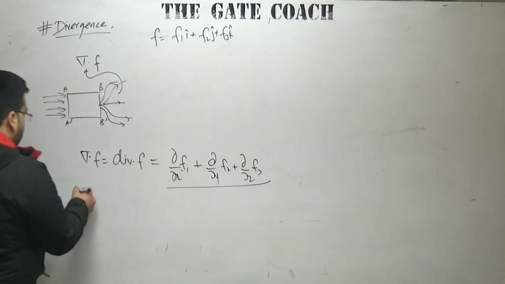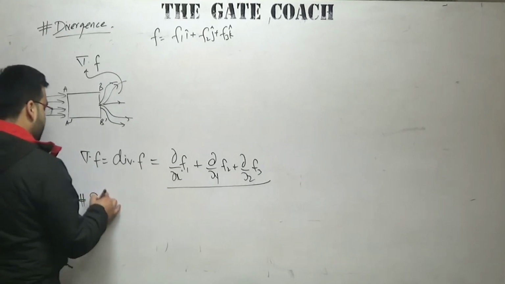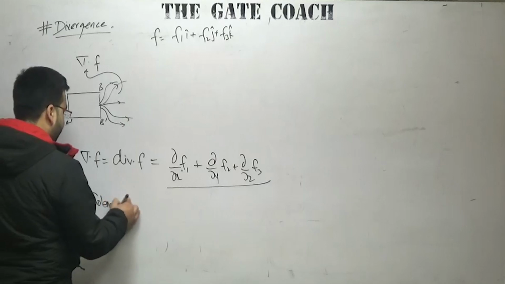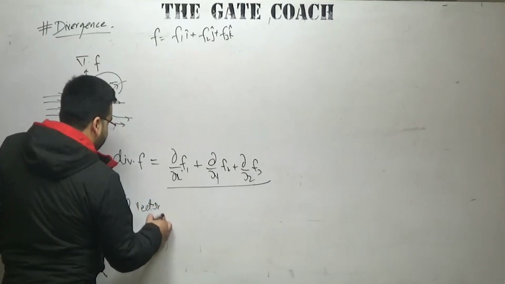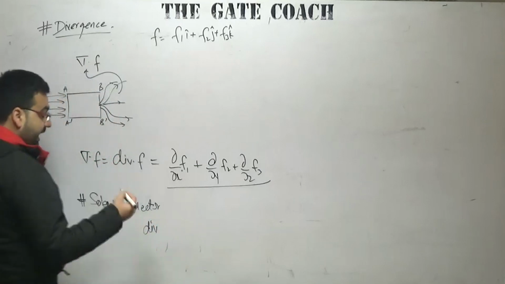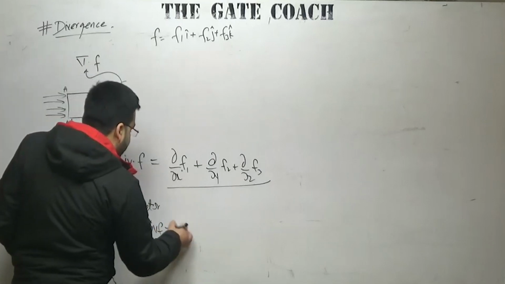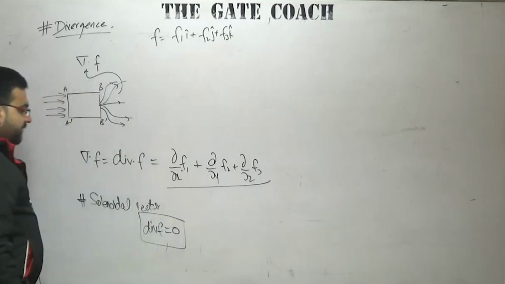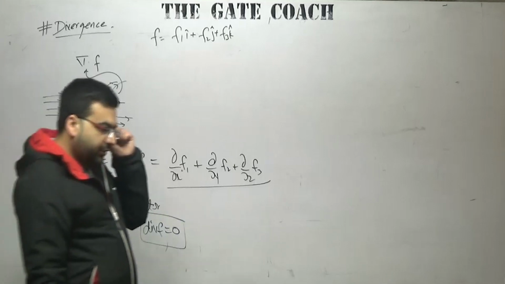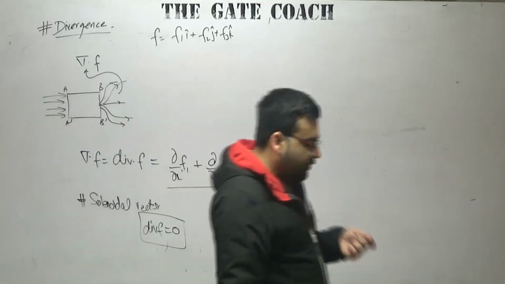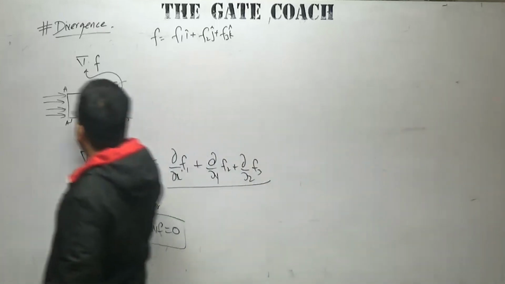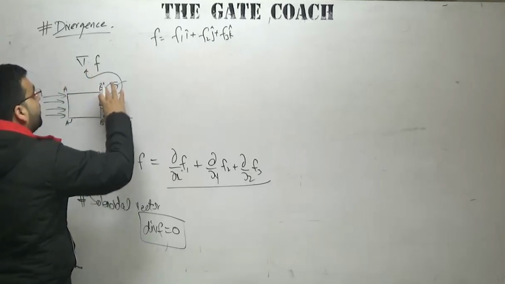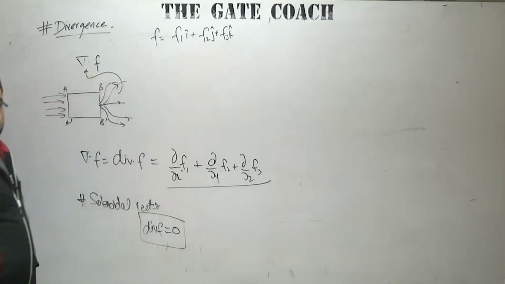After this, I told you about the solenoidal vector. Now, what is a solenoidal vector? If the divergence of f becomes equal to 0, that type of vector is called the solenoidal vector. In fluid mechanics, we say that the fluid is incompressible in nature. Divergence being zero means that the rate by which the fluid was coming in is equal to the rate by which the fluid is going out.